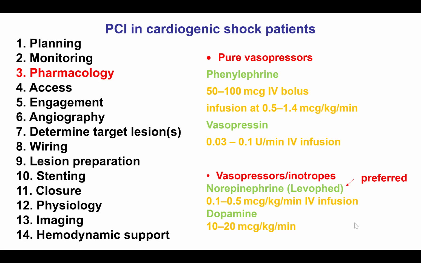Moving on to pharmacology, and this is particularly important in cardiogenic shock patients. Pharmacologic interventions are typically the early ones used before mechanical circulatory support is used. The vasopressor/inotrope of choice is norepinephrine, and there are several videos discussing administration of those patients separately.